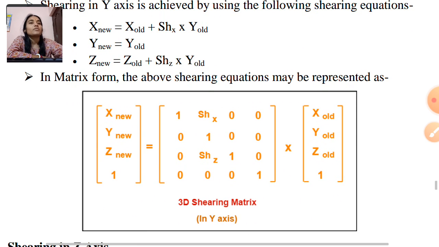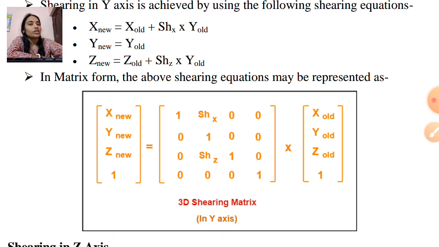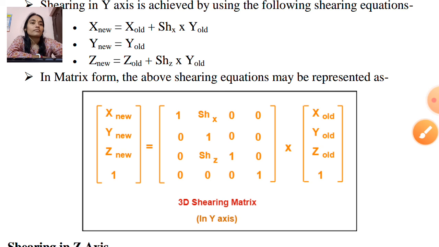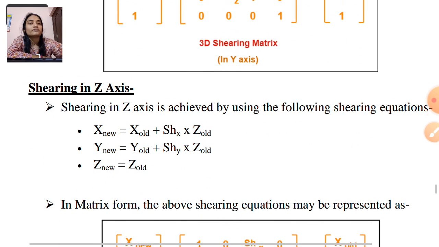The matrix form of y-axis shearing is x new, y new, z new, 1 equals 1 shx 0 0, 0 1 0 0, 0 shz 1 0, 0 0 0 1 into x old, y old, z old, 1. So this one is our shearing matrix of y-axis, and this one is our equation. All of you remember these things. Repeatedly I am telling you, all of you remember it.